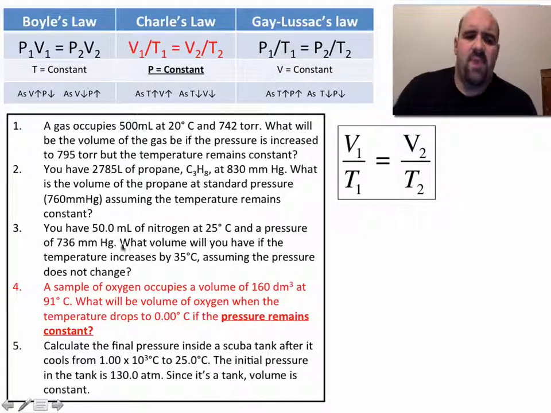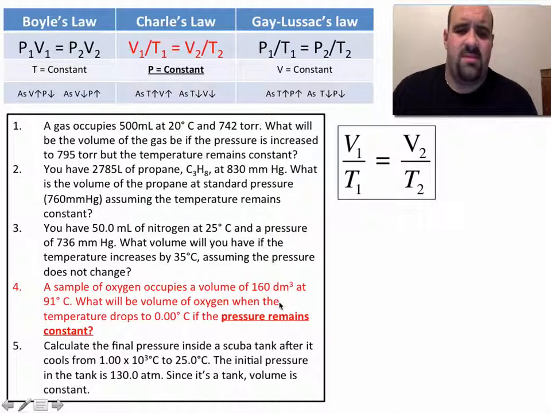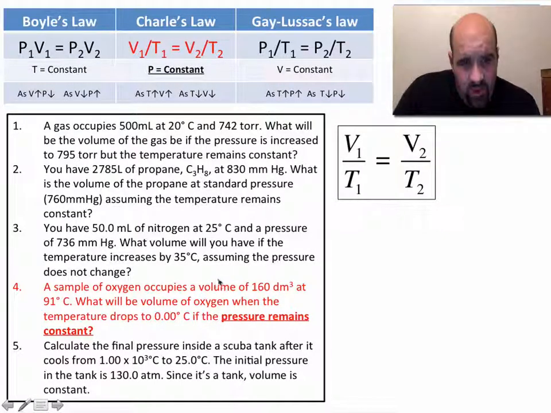Same thing. A sample of oxygen occupies a volume of 160 decameters at 91 degrees Celsius. What will the volume of the oxygen be when the temperature drops to 0 degrees Celsius if the pressure remains constant? I'm kind of debating in my head whether it's deca or deci, I forget. But either way, I'm going to roll with, actually I think it's deci. I think deca is DA. So I think that's 160 decimeters, but I'm not 100% sure. What volume will the oxygen be when the temperature drops to 0 degrees?